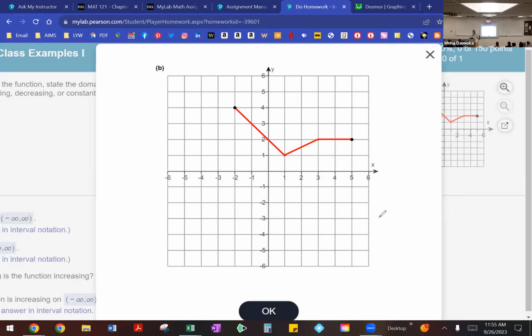Now, how will you write your interval notations for all of these? So for the increasing, what will your interval notation look like? On which section of the domain is this graph increasing? 1 to 2? And what kind of symbols will we use on that? Decreasing?